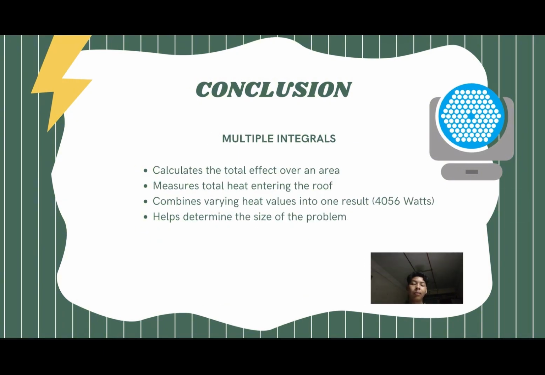Second, multiple integrals. As Alia and Frina demonstrated, when a problem spreads out across a physical space like solar heat pounding an entire roof area, algebra simply fails because conditions change across the surface. Double integration allows us to aggregate all of those moving parts and variable heat intensities into a single concrete, actionable number, which is 4056 watts. It answers the question: exactly how big of an energy load is this family dealing with?